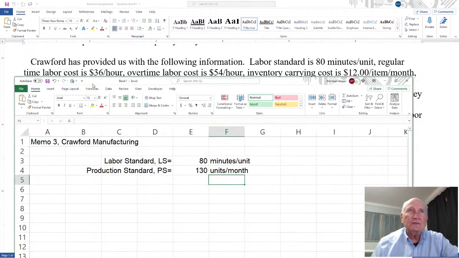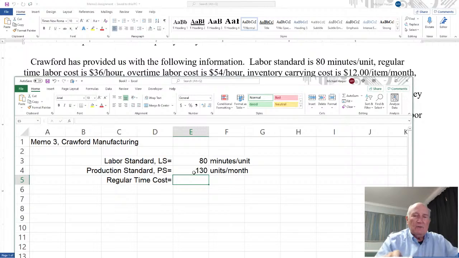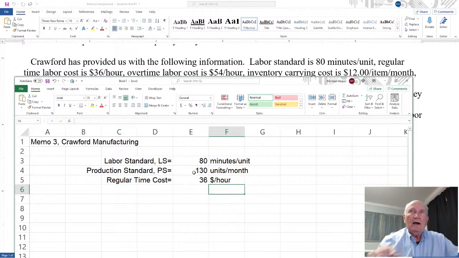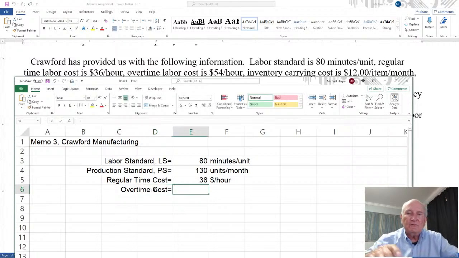Let's see here. The regular time labor cost is $36 an hour. Regular time cost equals 36, and that's going to be dollars per hour. And then our overtime. Overtime cost will equal $54 per hour.